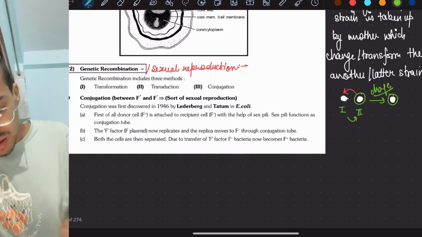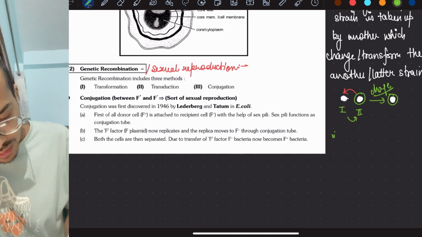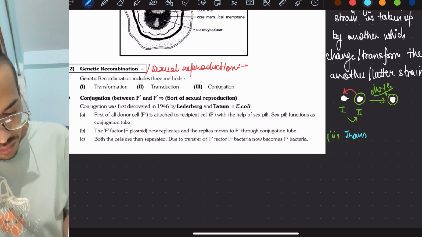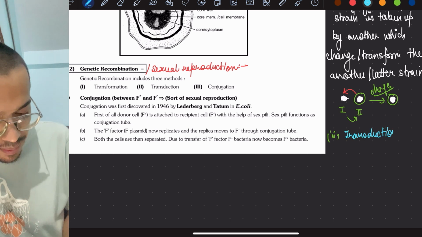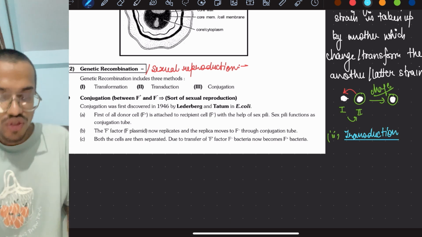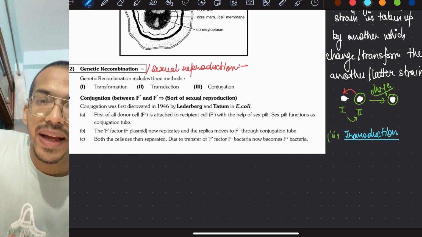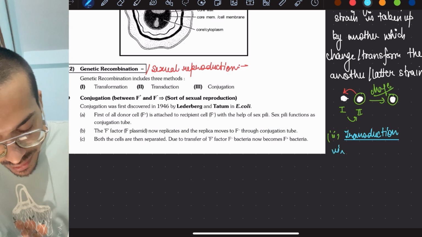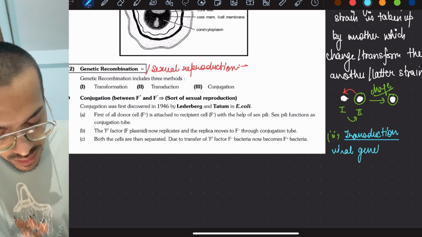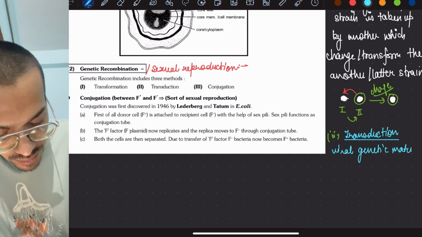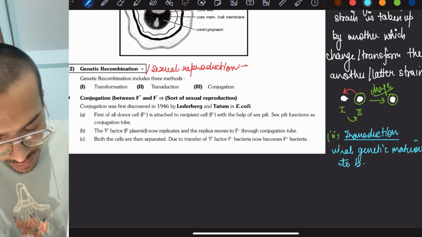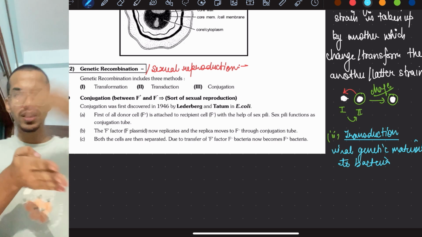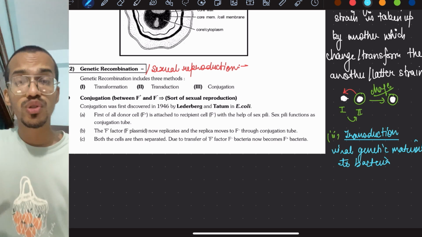Okay, here. So the next one is transduction. So in transduction, what happened? It is a part of giving the genetic material from virus to the bacteria. Okay, so it is what? Viral genetic material to bacteria. Now here I am giving you a basic understanding of it so that when the virus comes, we can recapitulate it in the bigger way.